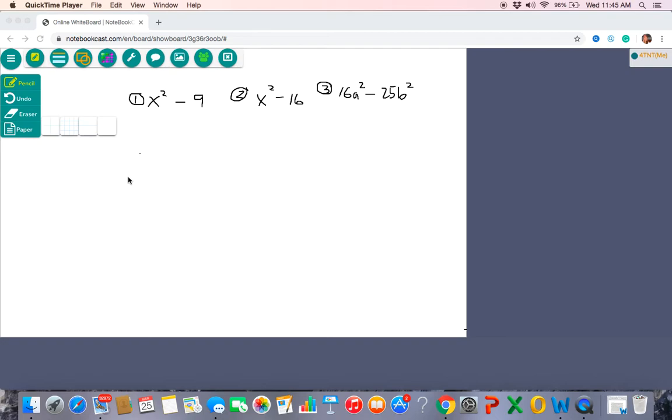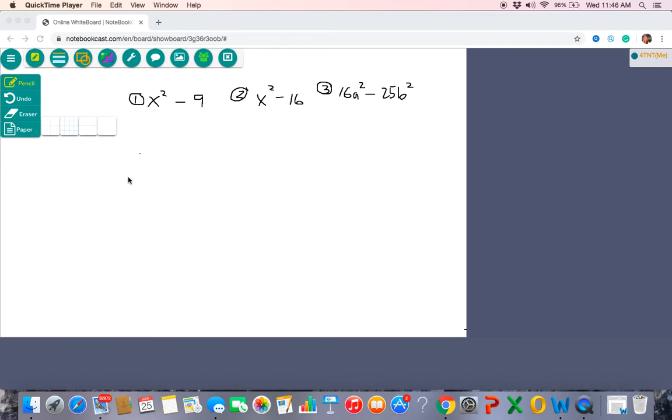Okay, hello everyone. I'm just going to give you a quick lesson on factoring expressions using the difference of two squares method. Go back to factoring if you don't remember how to factor, because you need that skill for this.